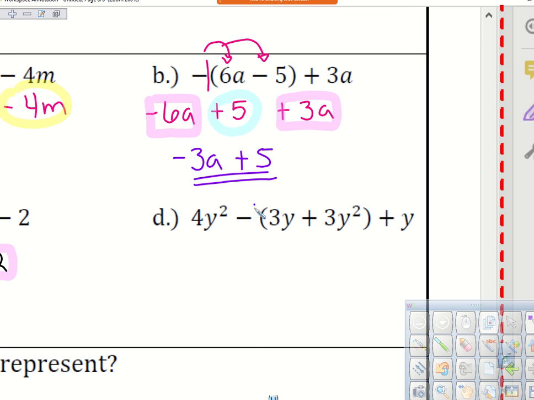Guys, make sure you keep your flow all the way down the same. Don't tack that 4y squared on all the way at the back. Keep it in order as you go down and start distributing.